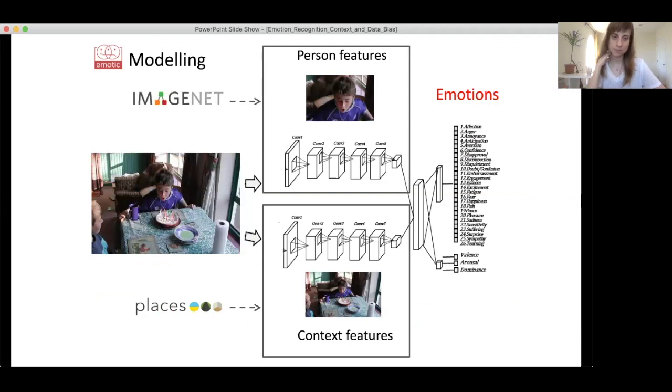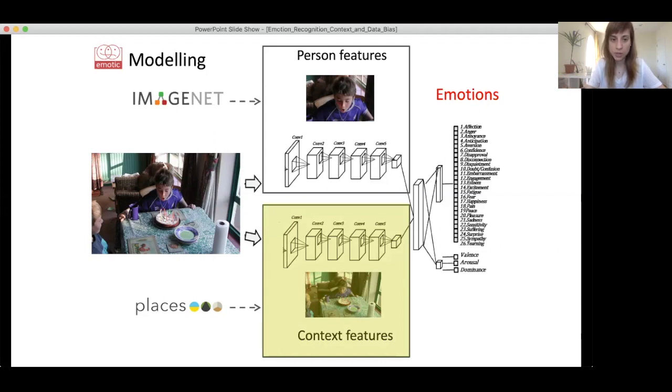So the next step that we made in this project was about how to encode contextual features. This is the baseline that I just talked about, but the next step was to focus on these context features. Here we were initializing this branch with the Places dataset, since this branch is scene-centric. The branch of the person features was initialized with ImageNet, since it's more object-centric.